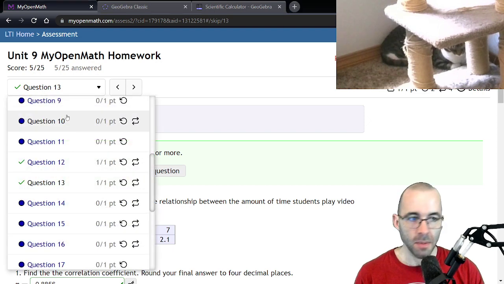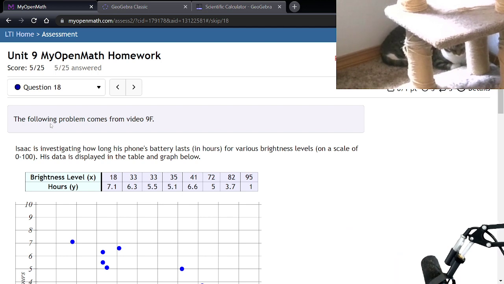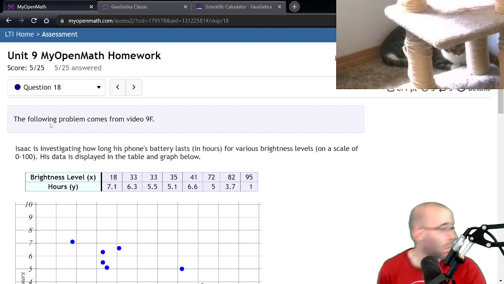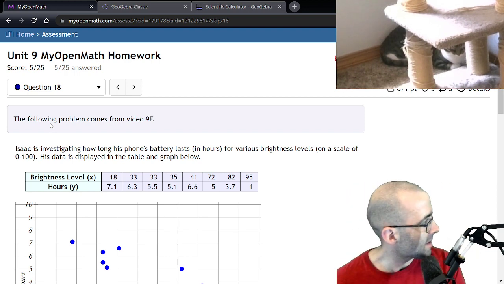Last problem, let's do number 18. And then we'll see if we can find October. Oh, I found her. She's at my front window.